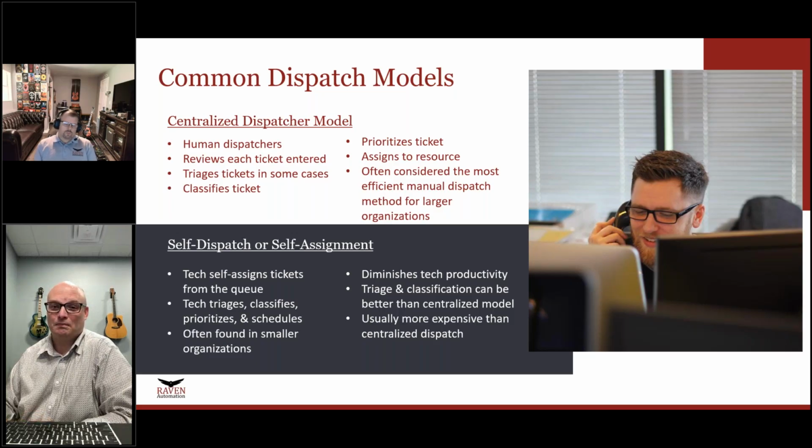Yeah, without a doubt. So to that point on the self-dispatch model, oftentimes that classification and prioritization through the triage process is better when the tech is doing it because they do tend to understand the issues that are going on. But the downside is that your technicians often cost you more than your dispatchers do. As a result, that does tend to be the highest cost means of handling dispatch, and it does tend to have a diminished productivity for your technical resources.